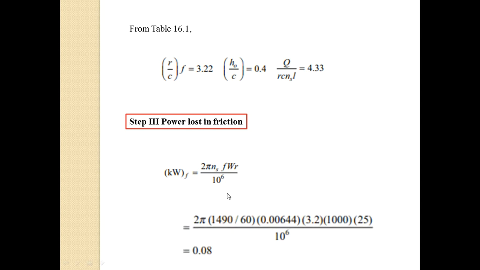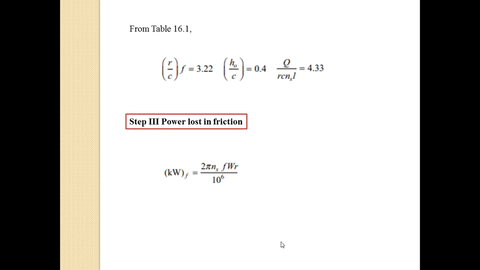So put values as it is. Now see here. 2 pi as it is constant. This Ns is 1490 divided by 60. Again F is given, 0.00644. Again W is given, 3.2 kilonewton, so 3.2 into 1000. Again, this R radius is given, 25, divided by 10 raised to 6. After calculating this term, we got here kW of F, the power lost in friction, is nothing but 0.08. This is the power loss. So this finding is over.